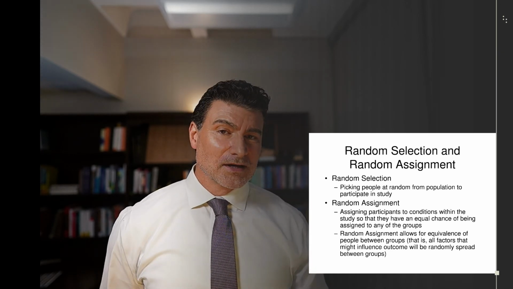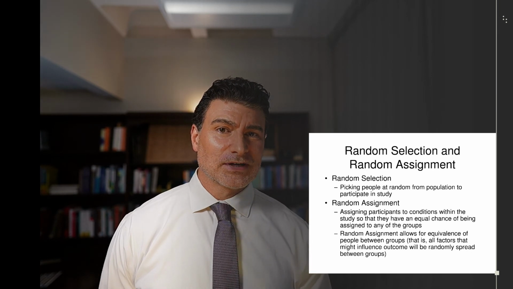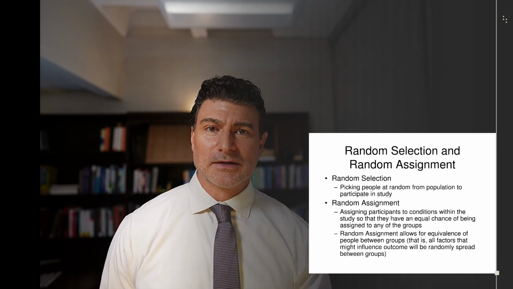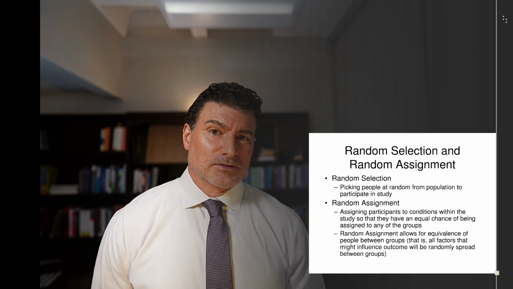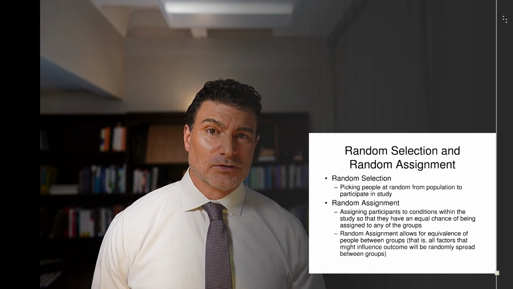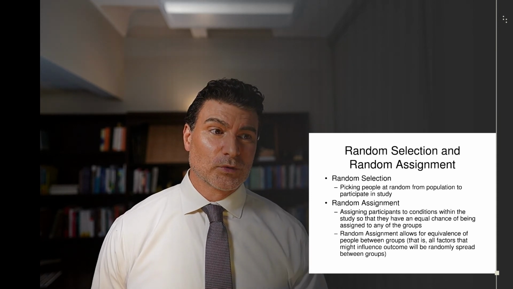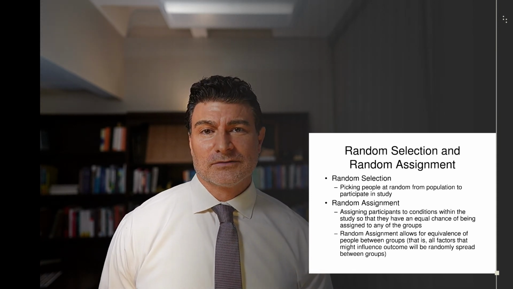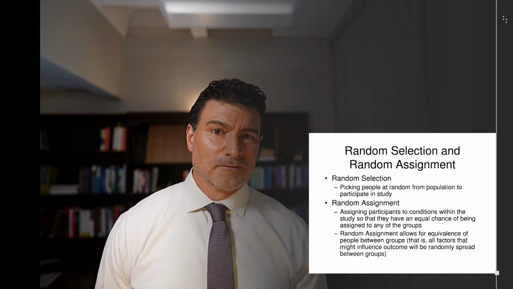Random assignment is once we have the people. If we're assigning people to a group, we want to randomly assign them to groups. And this limits bias, so we don't bias where we're putting people. If we let them choose where they're putting themselves, it might bias the results. So random assignment reduces the amount of bias.